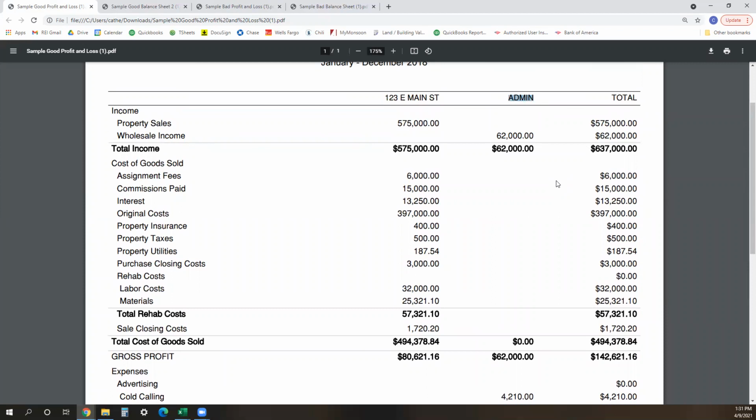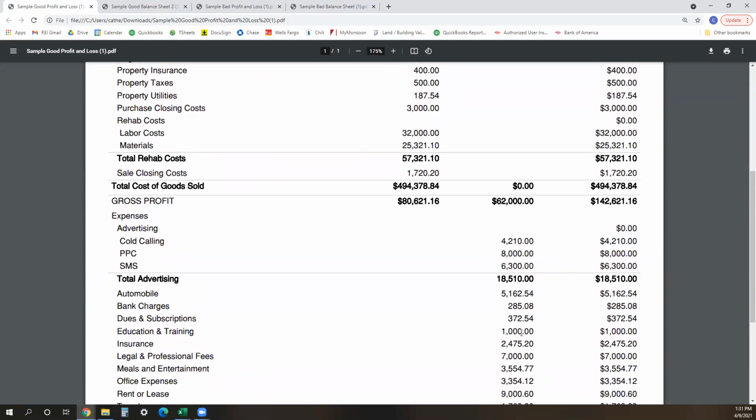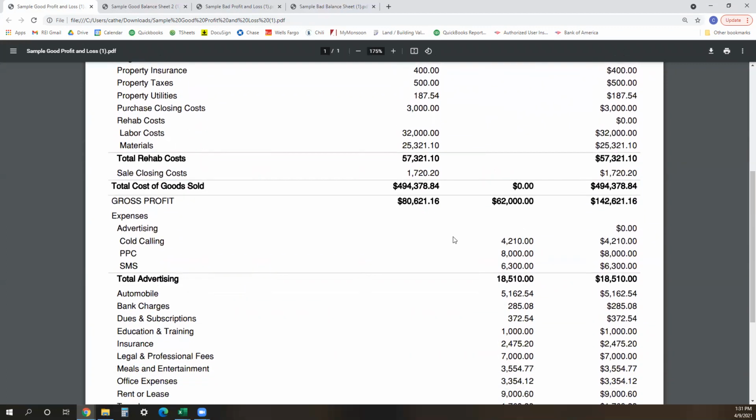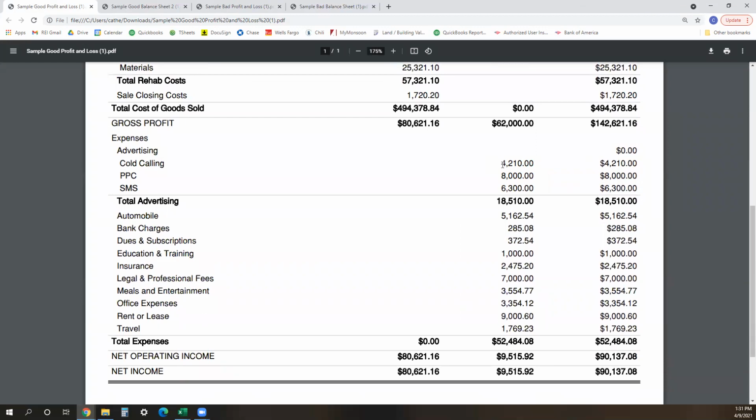You could do a wholesale class as well if you wanted to keep your advertising expenses and your wholesale income separated from even just regular office expenses. But here they're both combined. So wholesale income, 62,000. The advertising expense has been broken up into different categories if you wanted to see which advertising piece is performing better. So we've got cold calling, pay-per-click, texting, and so on. And those can be analyzed to see which is producing the most income.